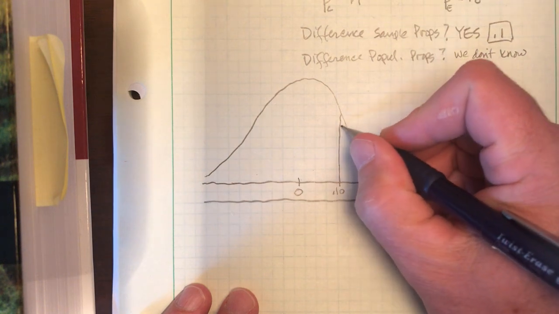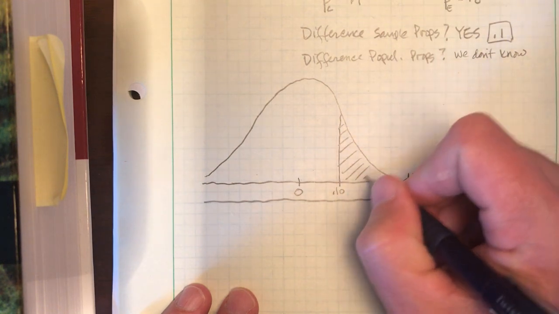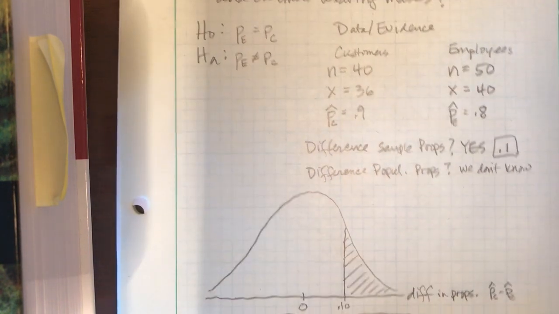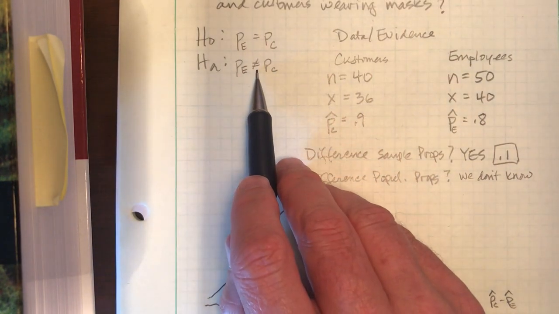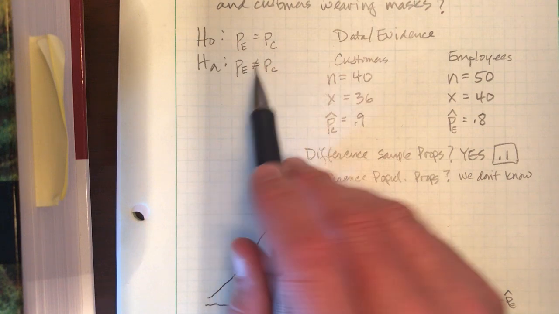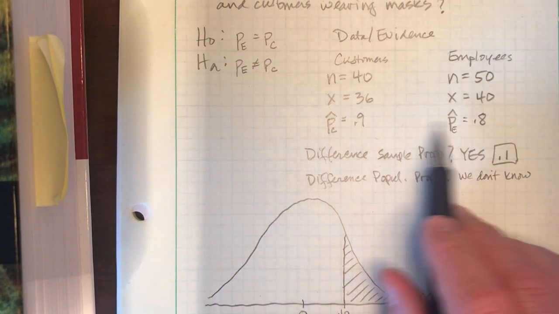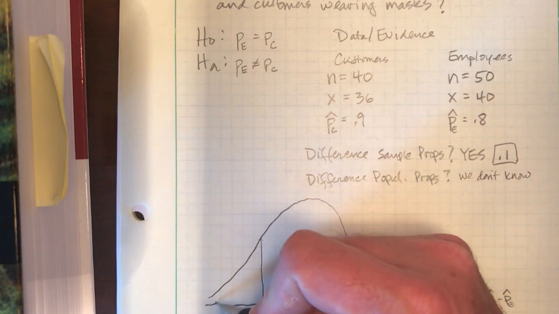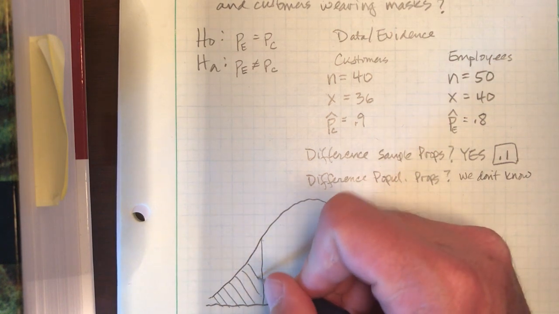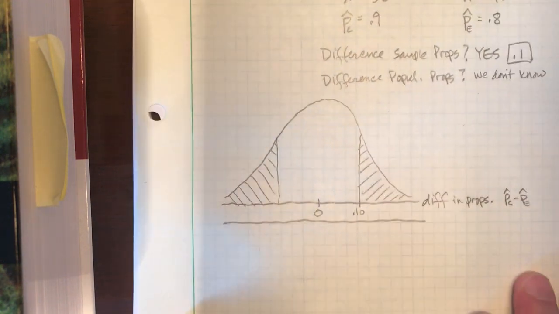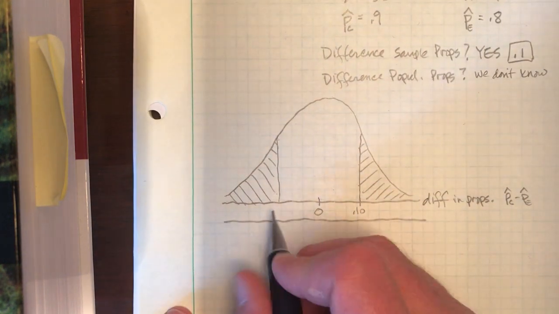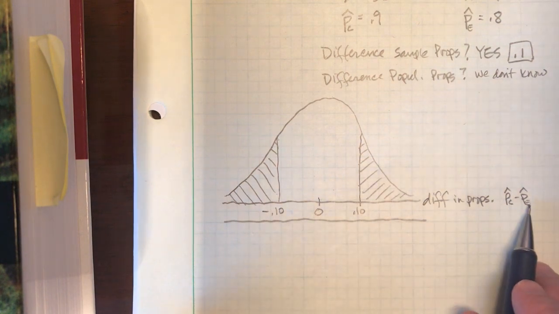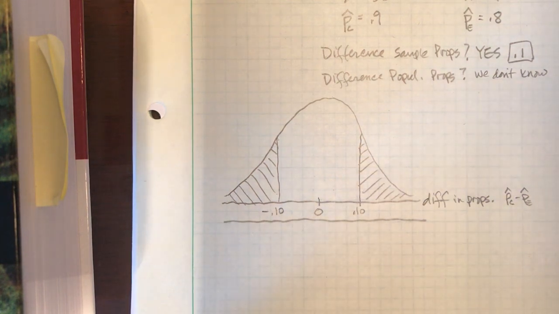And we draw a line up and we shade that tail. Well, the one thing we've learned previously is in a not equals, this is a two-tailed test, so it didn't matter which group was bigger or less. We also have to assume it could have been the other way around, also with the difference of 10%, but if you're going to label it over here, you would actually say negative 10%, because you're always subtracting customer minus employee.